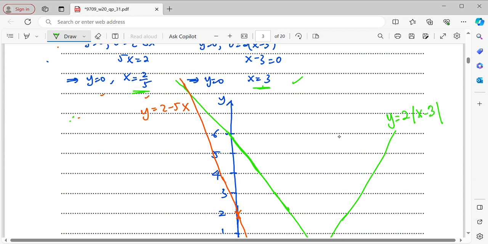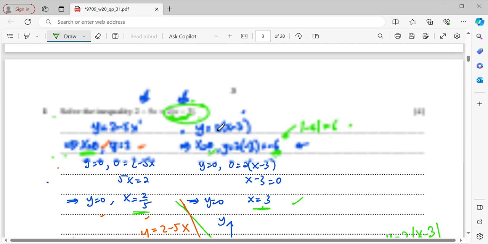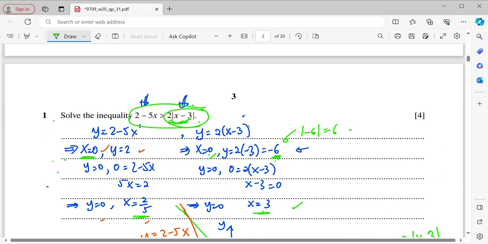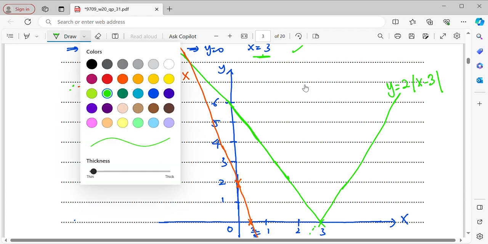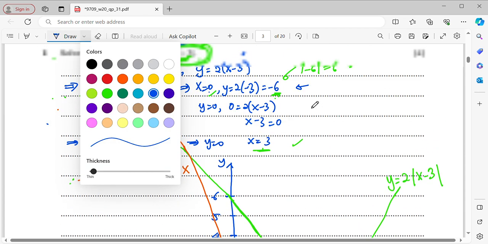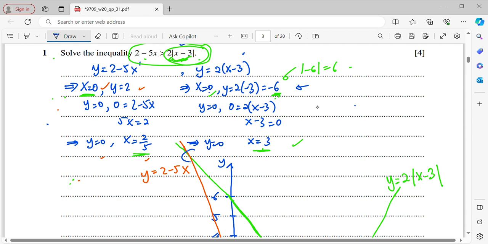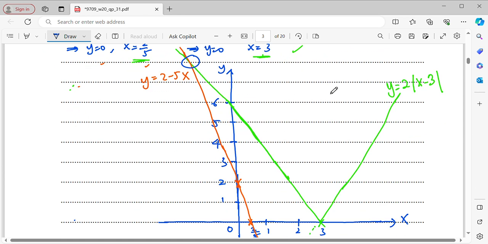Now for your information, for you to solve this inequality whereby the straight line is greater than the modulus graph, obviously it will be this part, because the orange line is greater than the green line. Then I have to find the intersection point. What is this intersection point?